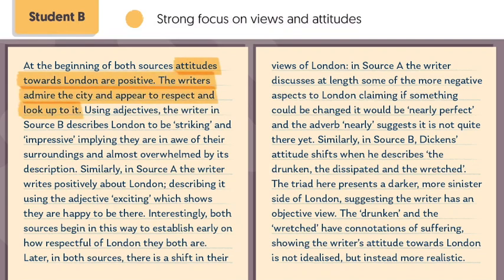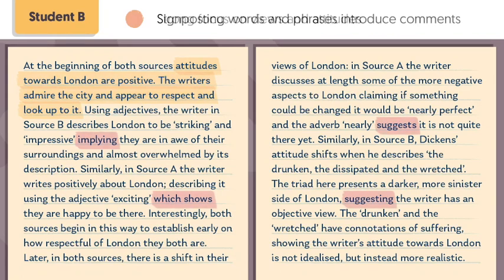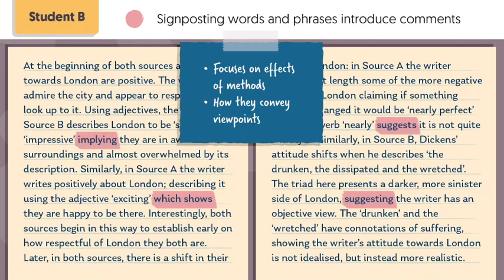Student B's answer begins with a strong focus on the writer's views and attitudes from the beginning, particularly when they note an element of admiration for the city. The student uses signposting words and phrases like suggesting, which shows, and implying to introduce comments, which focuses their response on the effects of the methods and how this is used to convey the writer's viewpoints.